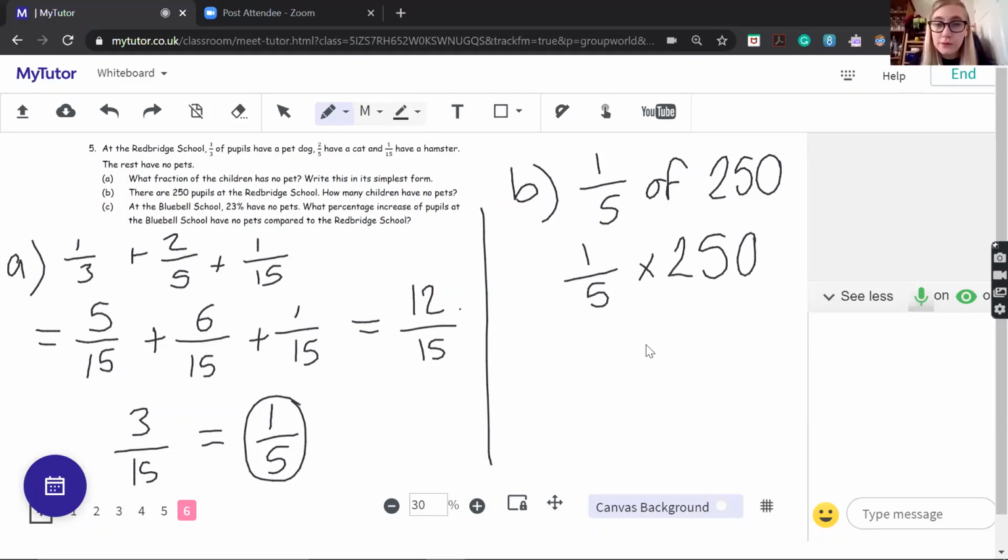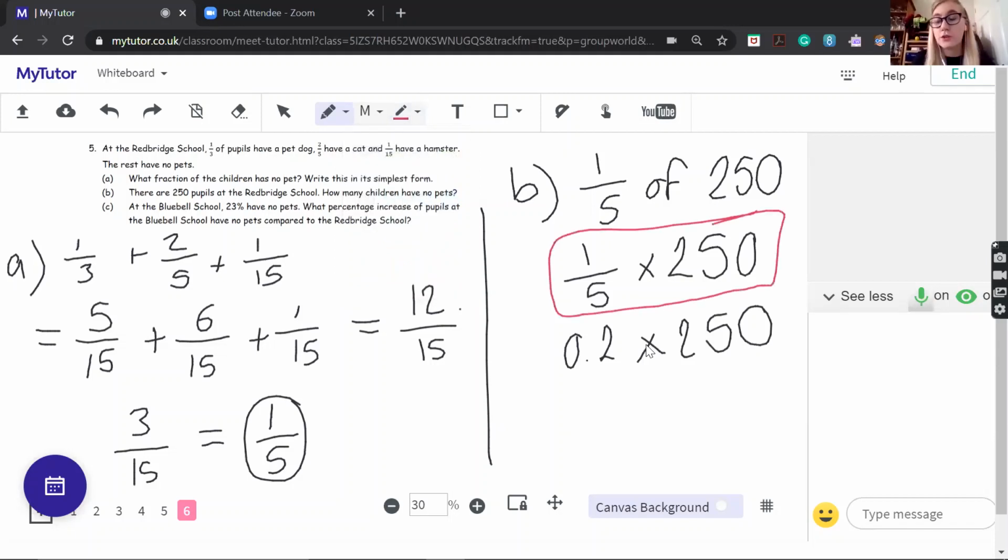Or if we don't like putting fractions into our calculator, we can make this a decimal and say that 1/5 is equal to 0.2 and times that by 250. I'd say that this one is the nicest because you can also do this without a calculator. So then we get our answer of 50 students.